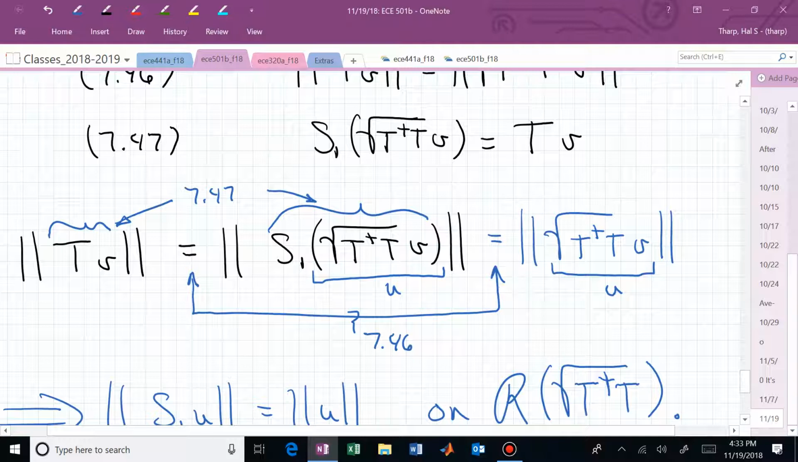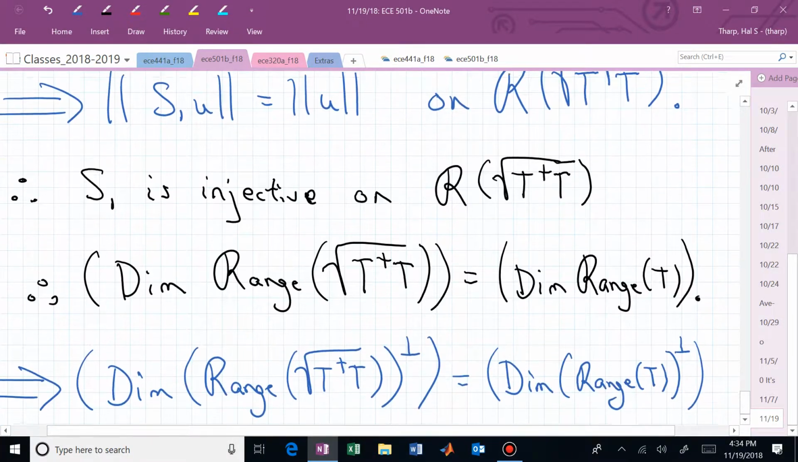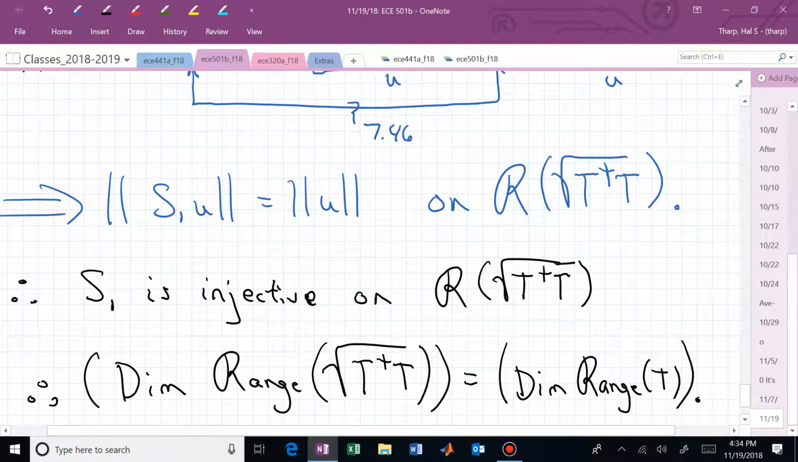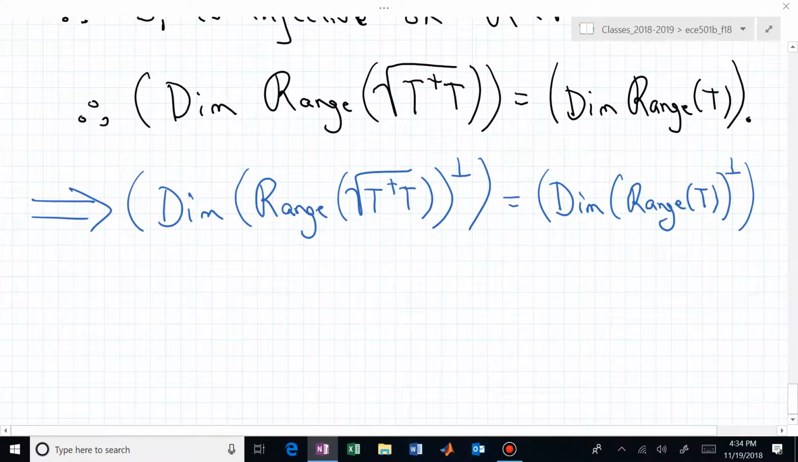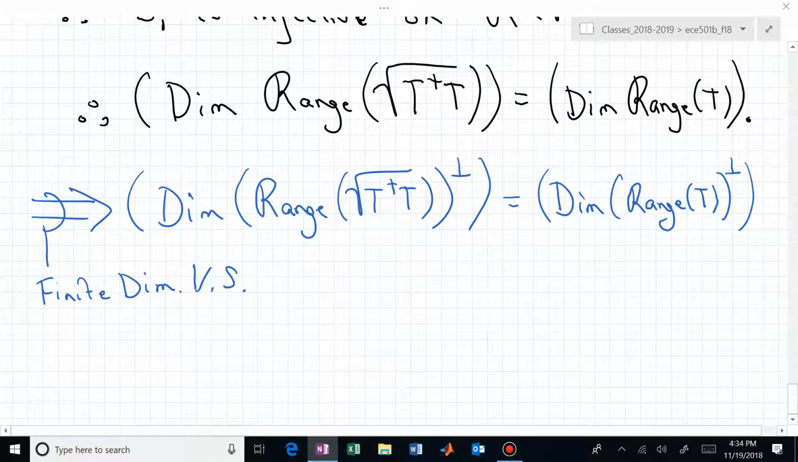So now we have these two. Does that help? I'm sorry, I didn't repeat the question, but the question, I believe, was, where did this bottom line come from? How can we conclude that these two dimensions are the same? So now I've tried to explain why these two dimensions are the same, and if we're dealing with finite dimensional vector spaces, we can now say that the orthogonal complements of these two share the same dimension.